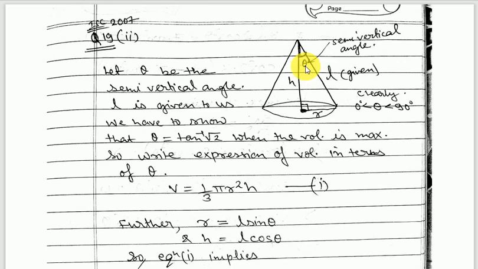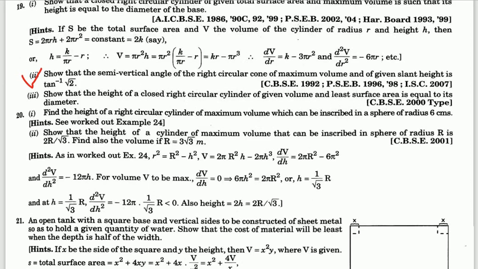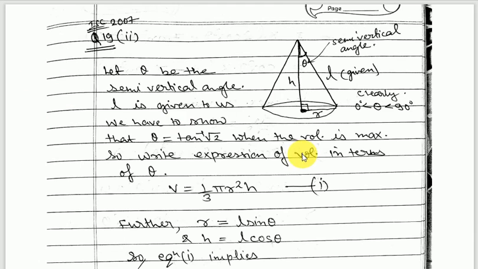So let this be theta. Here L, slant height, is given to us. That means it is constant. Now H and R are not known to us. In this question it says that we have to show the semi-vertical angle of the right circular cone of maximum volume. So we are talking about maximum volume of cone, which means I have to write the expression for volume in terms of a single variable.